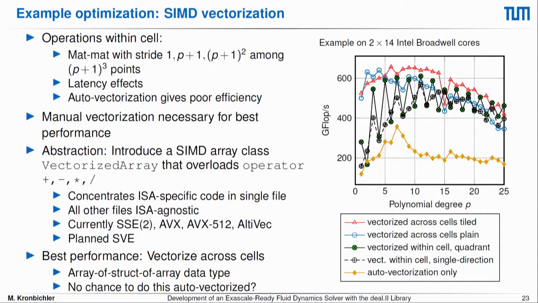And the thing we prefer is the red or blue lines, which would be the vectorization across elements. So kind of an array of struct of array data type kind of data layout. But I don't know of a way to do this auto-vectorized by the compiler. So we really had to go to intrinsics, but of course we would want to be portable. So we wrapped this into a class which we call SIMD array or vectorized array.